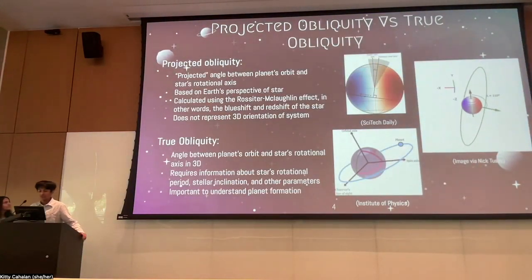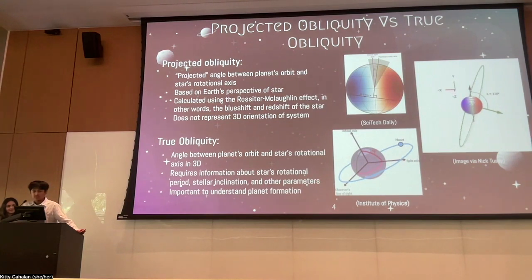So there are two types of obliquities, a projected obliquity and a true obliquity. Projected obliquities are 2D and represent the measured angle between a planet's orbit and the star's rotation axis based on our perspective from Earth. It's calculated using the Rossiter-McLaughlin effect, which is caused when a planet rotates around the star and blocks some of the blue shifted and red shifted light of the star.